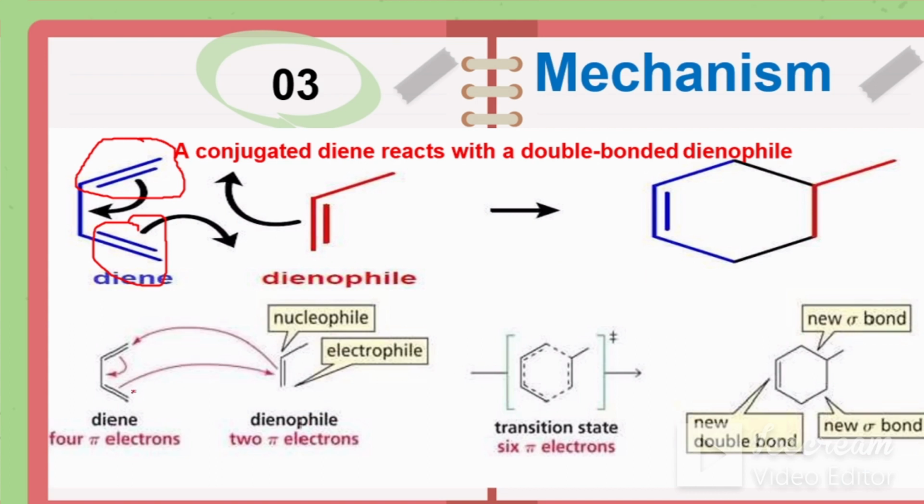Another mechanism: 4 pi electrons react with 2 pi electrons. The diene has 4 pi electrons, the dienophile has 2 pi electrons. The diene is an electron-rich system and the dienophile is an electron-deficient system. Both react in a concerted way to form a transition state having 6 pi electrons, here 4 plus 2. Then the product forms with a new pi bond and 2 new sigma bonds.